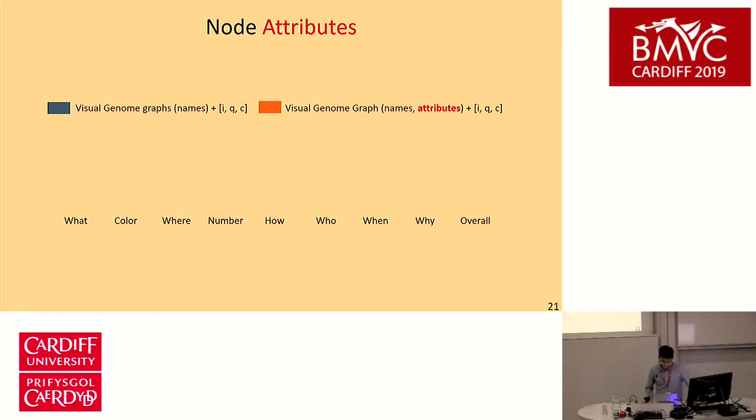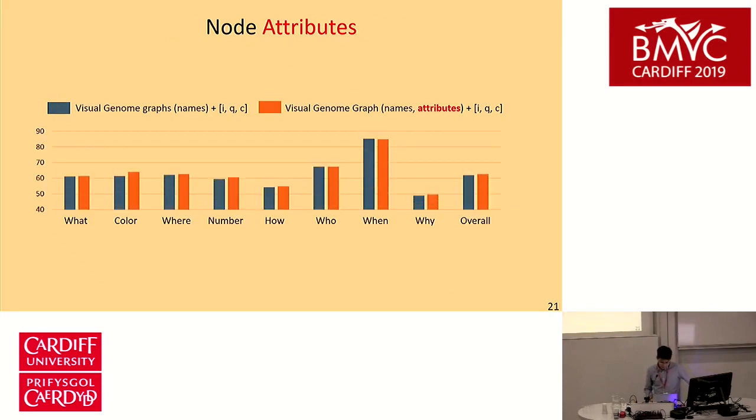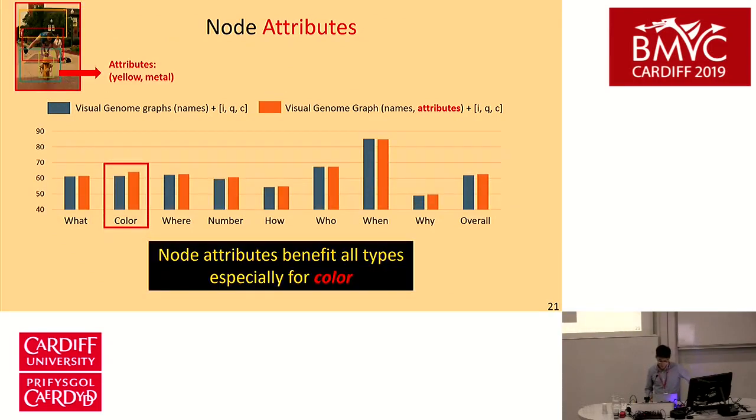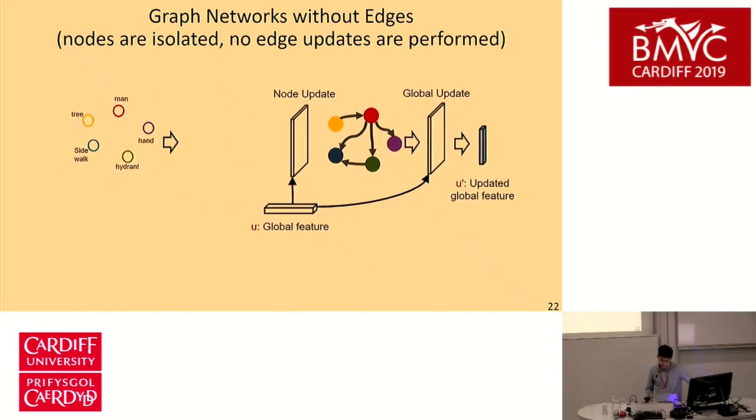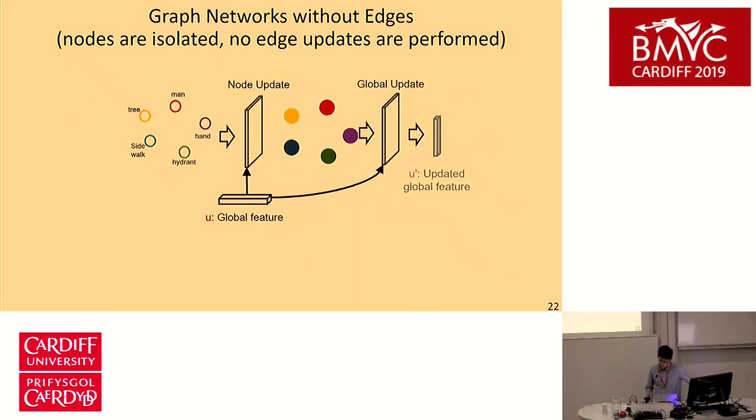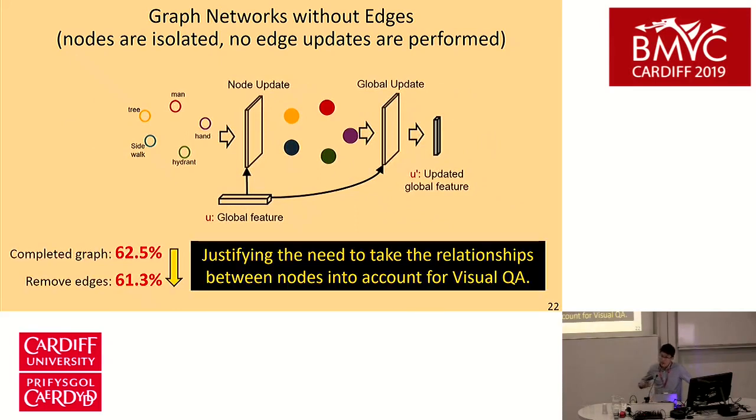So as we mentioned, Visual Genome provides attributes. We can see that as we expand color, "type" questions benefit from attributes. Here we do an evaluation study on whether edges in the graph matter, so we remove the edges and only update on nodes. You can see that the performance drops. Actually, we can see that the drops are mostly from "how" and "why" type questions.